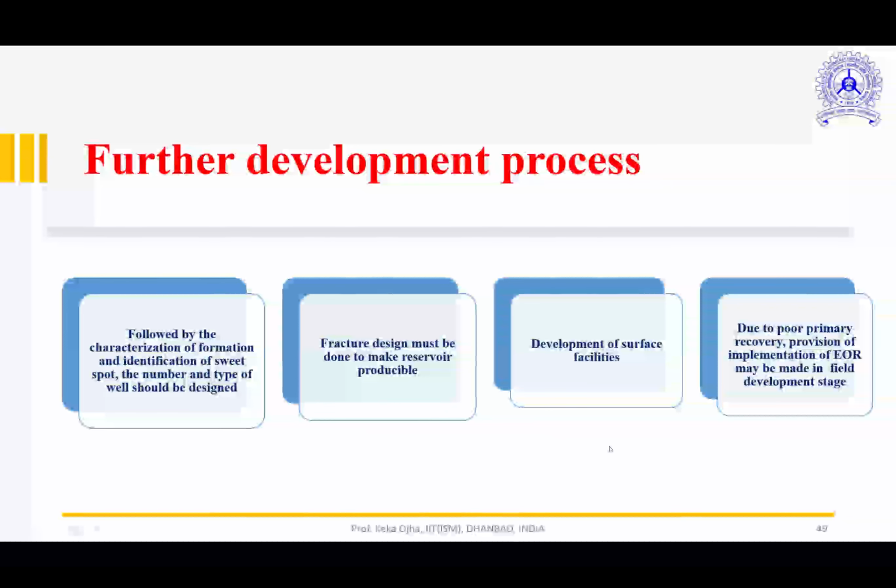After this characterization comes further development, and sweet spot identification. We need to identify the number of wells, well spacing, and type of well. How do you determine whether we want a vertical well or a horizontal well? How do you determine that? Do you have any idea?